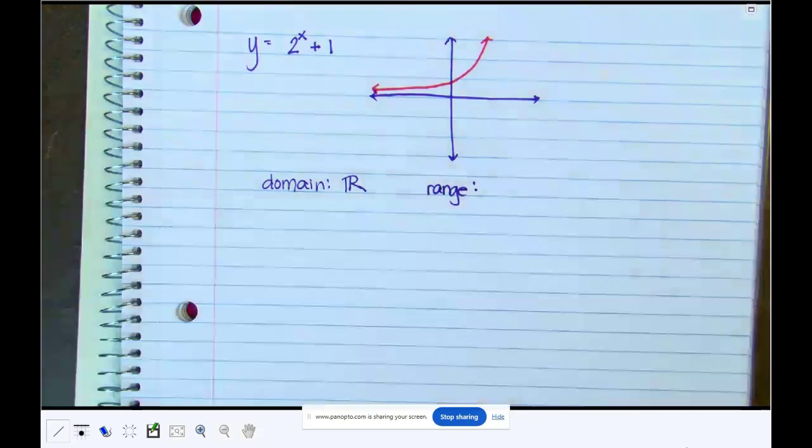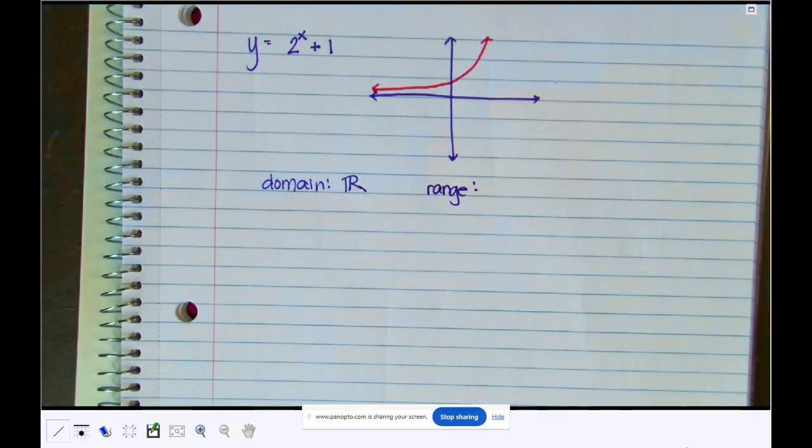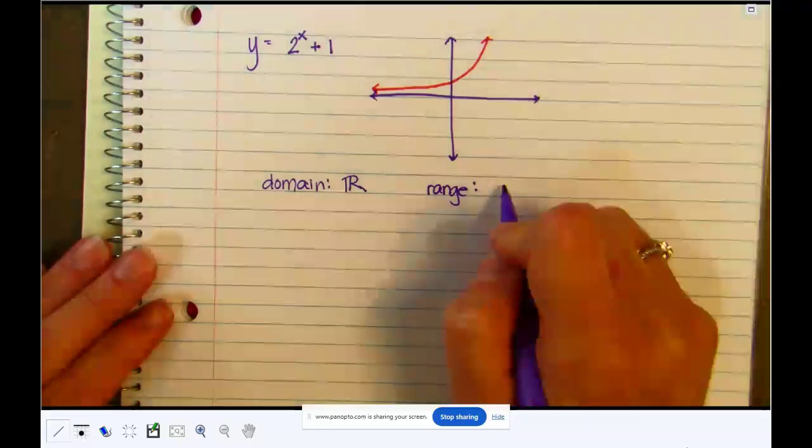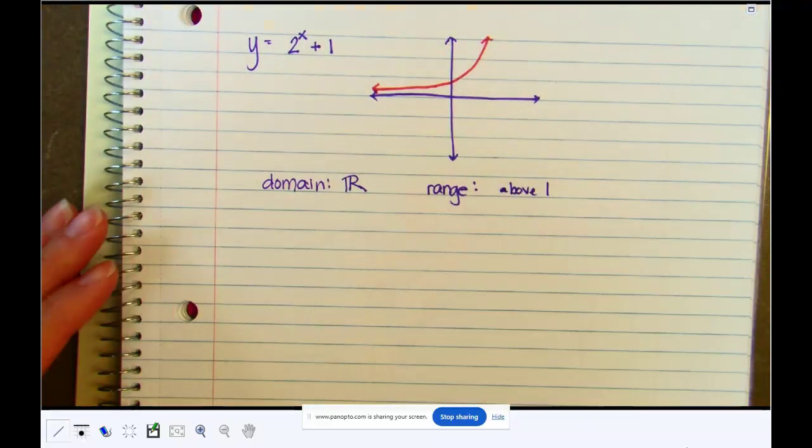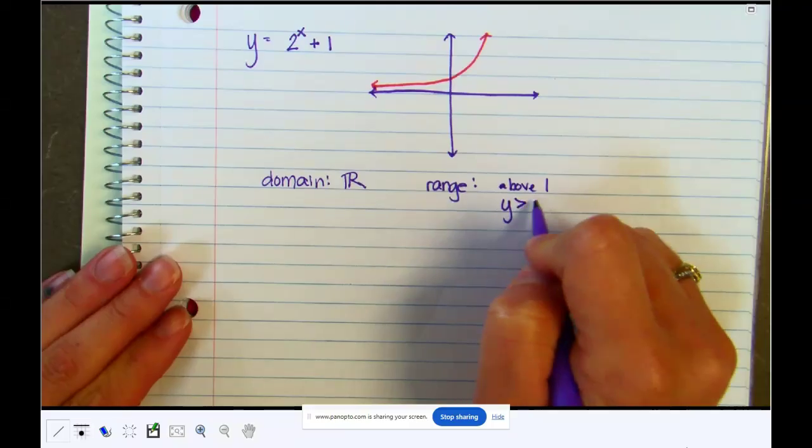Okay. Now, range is your y values. This will always be an inequality of some sort. Okay? I guess that's not true. You can put it in words. But if you're not going to write it in words, it's going to be an inequality. So look at this graph. This guy levels out to the left. What's the lowest it's going? It's 1. Now, are the numbers above 1 or below 1? They're above. Those numbers are above 1 on the y-axis. So you can put numbers above 1 like that, or you can write y is greater than 1.